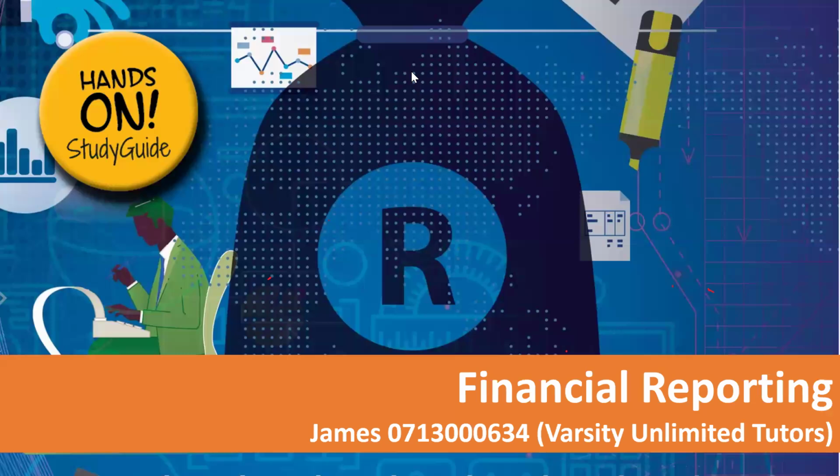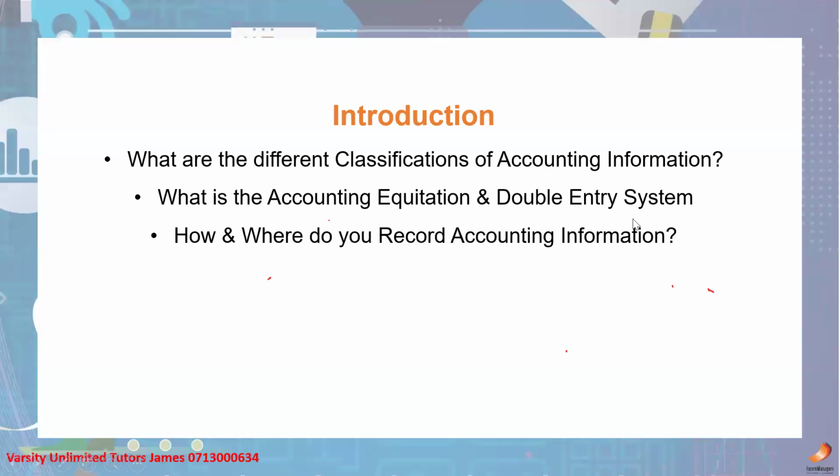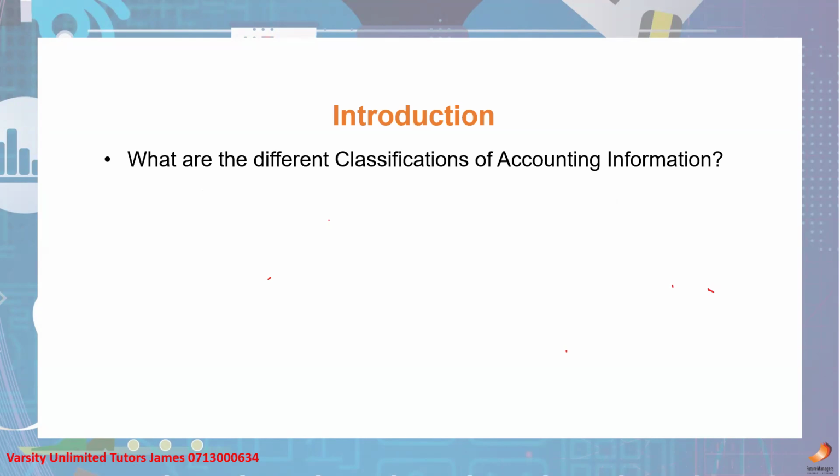All right, so let's go straight into today's business. Today we are going to look at 3 things. Number 1, how do you classify accounting information. Number 2, what is the accounting equation in the double entry system. Number 3, how and where you record accounting information. The last part, we are not going to focus too much energy on because it's rarely in your exams, and also it's more fitted for the guys that are doing BCom accounting.